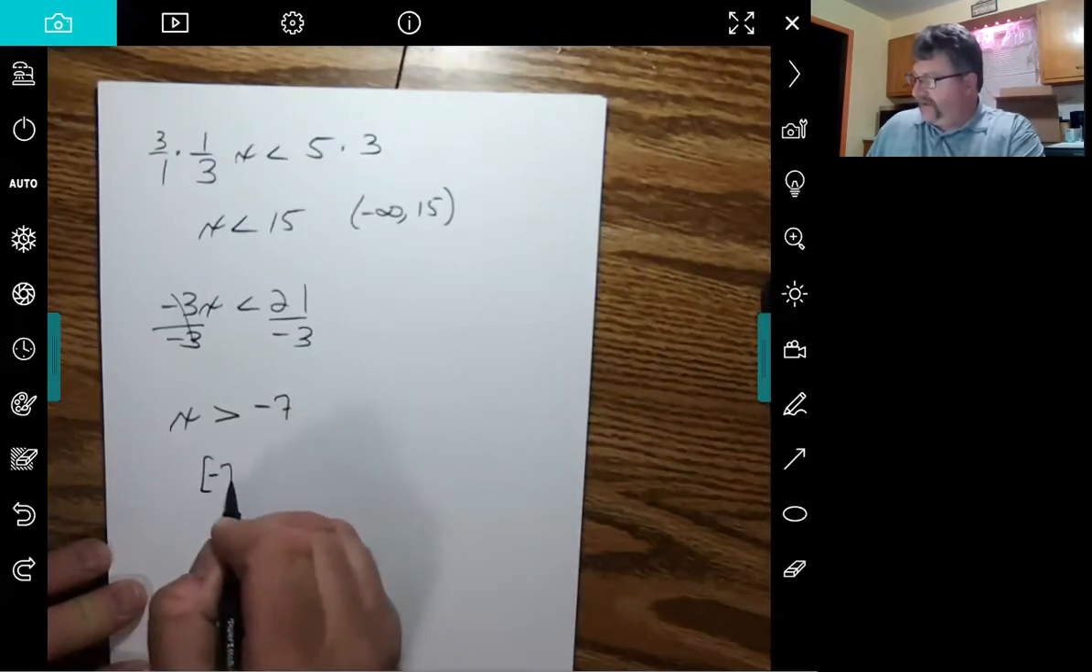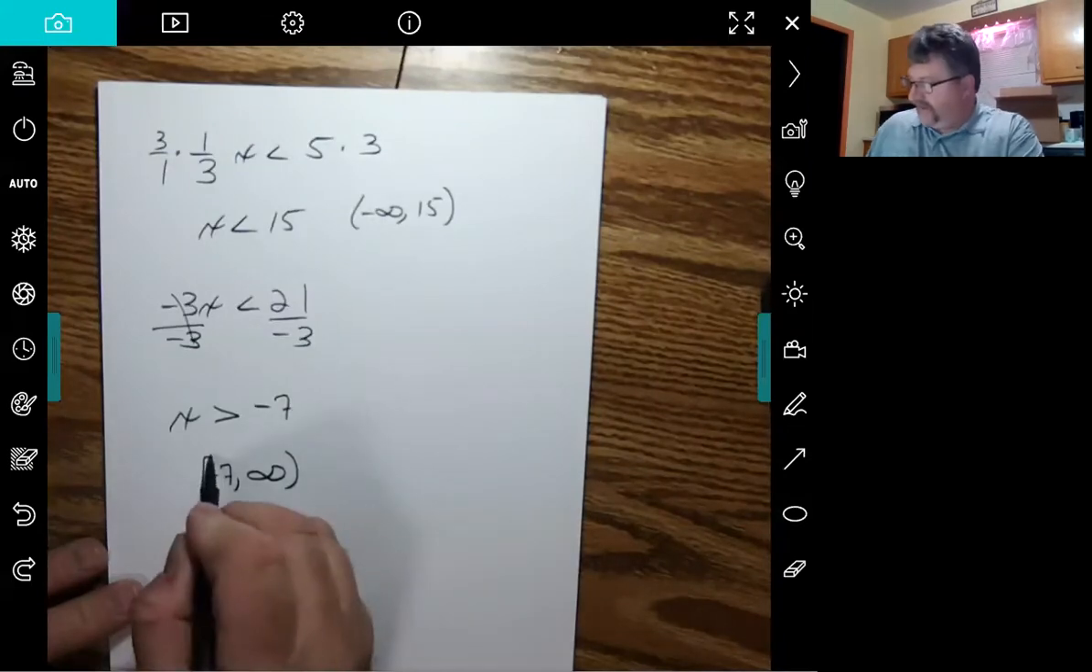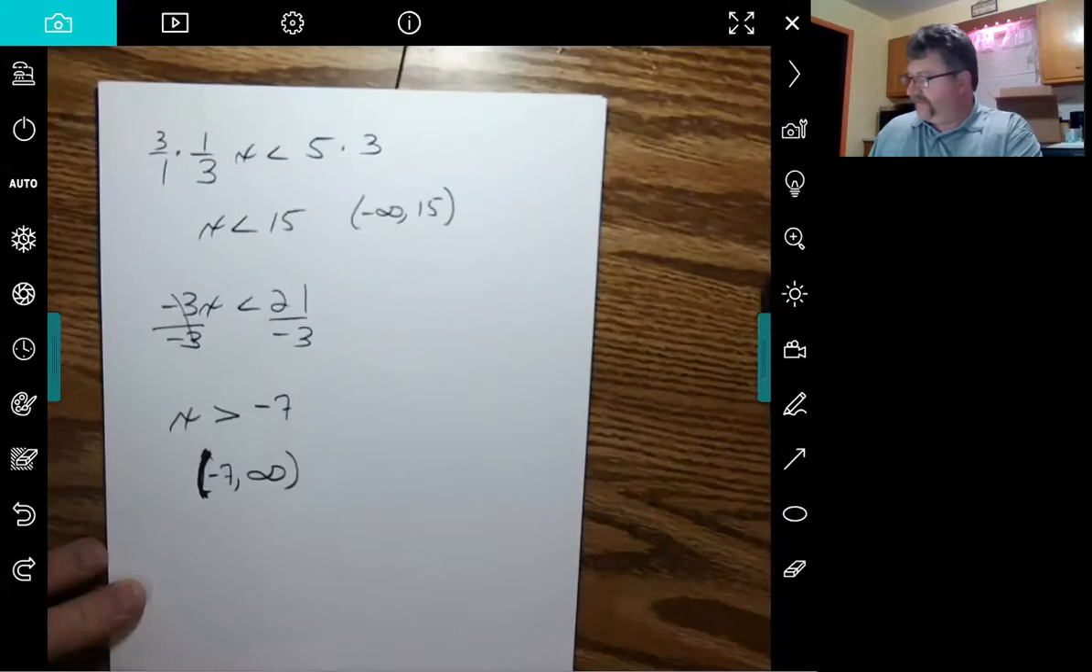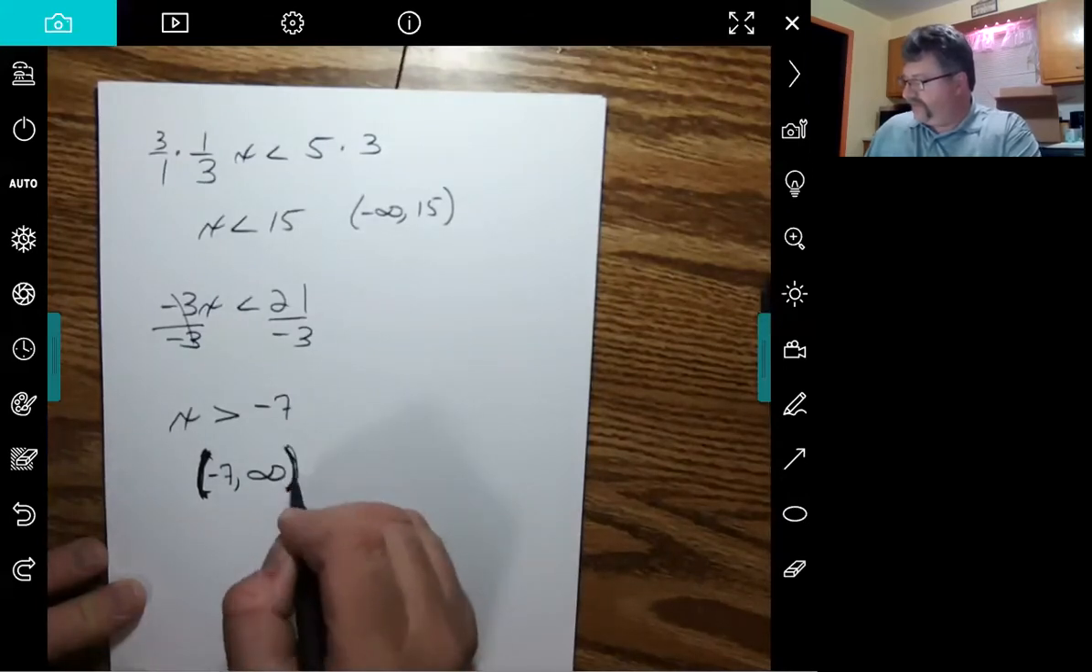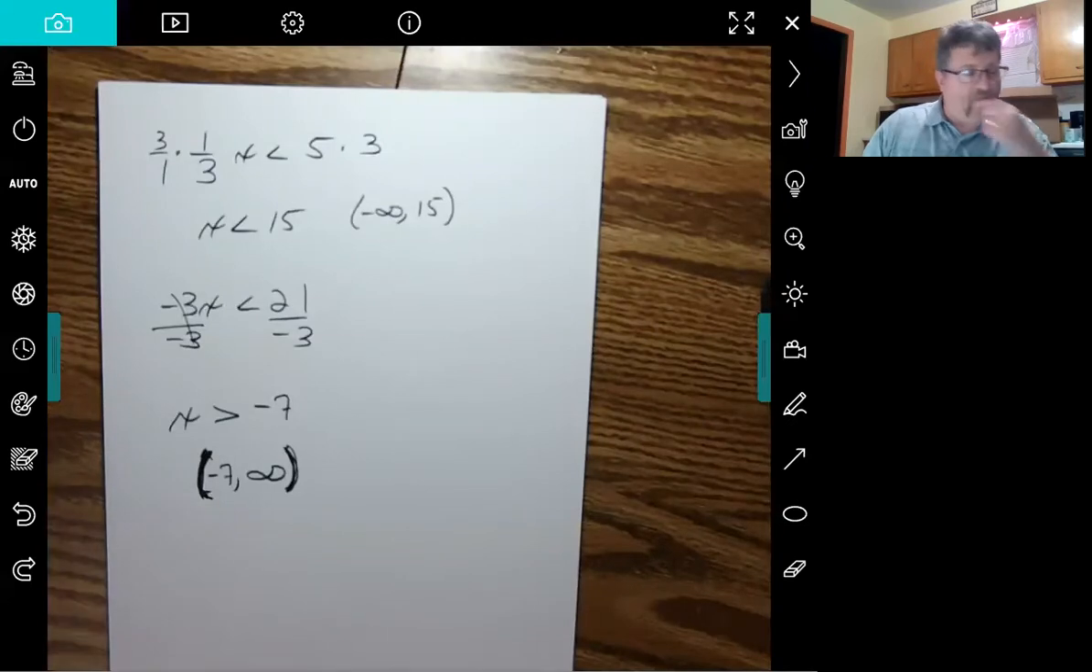How do I write that? -7 all the way up to infinity. I did it again, I'm sorry. -7 is not included because it's strictly greater than, so they're both parentheses, no brackets. Okay. That's the only thing. So you might have to do the old switcheroo on the inequality.